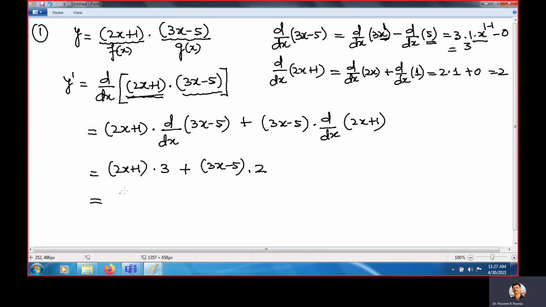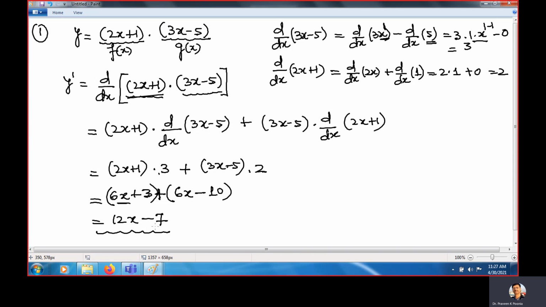This is. Now simplify. Multiply 3 inside. 3 times 2 is 6x plus 3 into 1 is 3, plus. This is the first bracket. Second bracket: 2 times 3 is 6x, then minus 5 times 2 is 10. If you open the bracket, because plus is there, no problem. 6 plus 6, 12x, and 3 minus 10, minus 7. This is the answer.